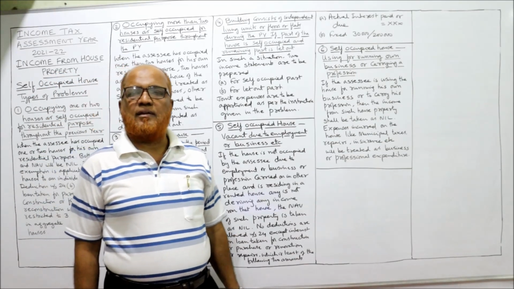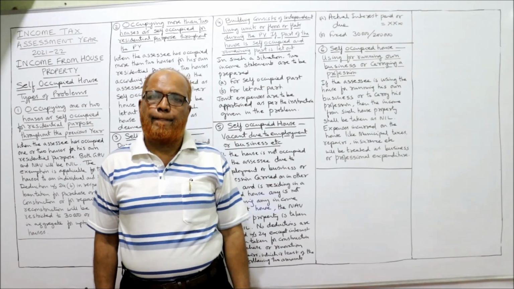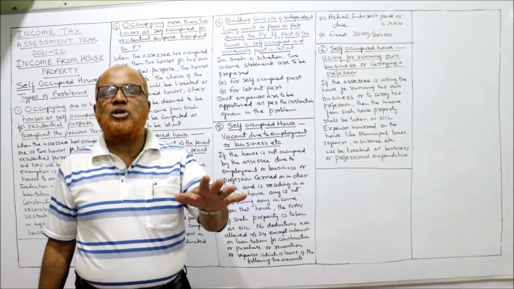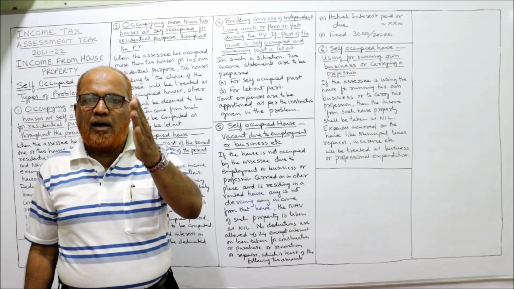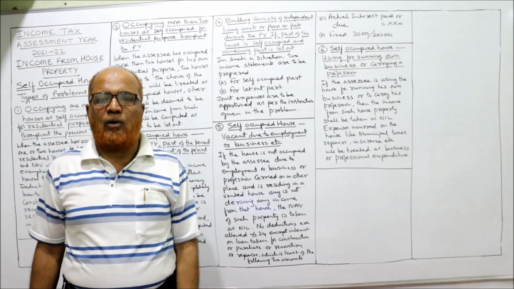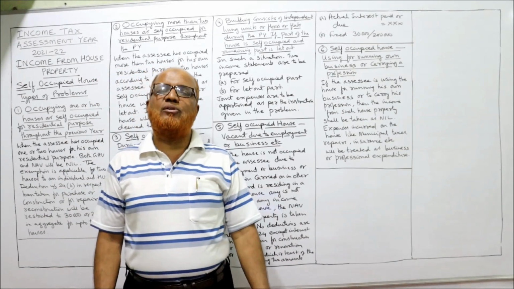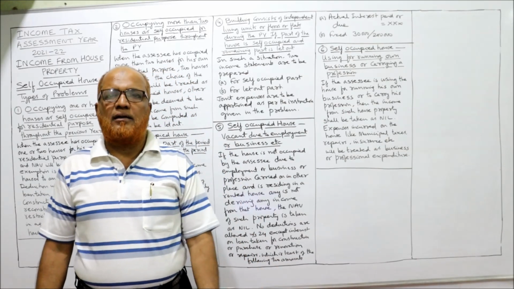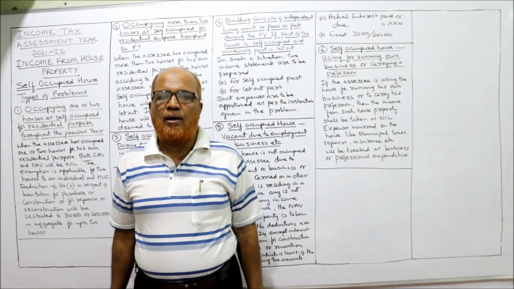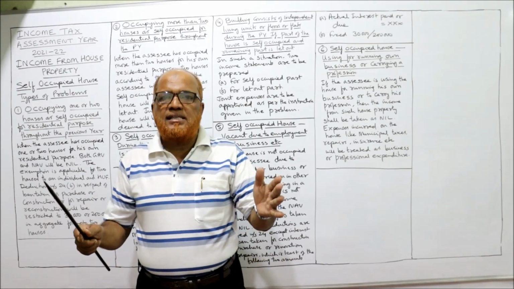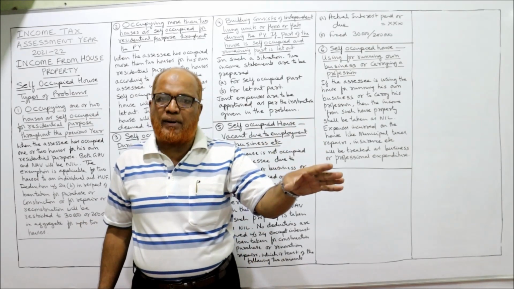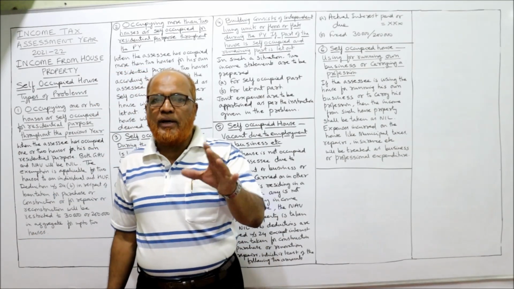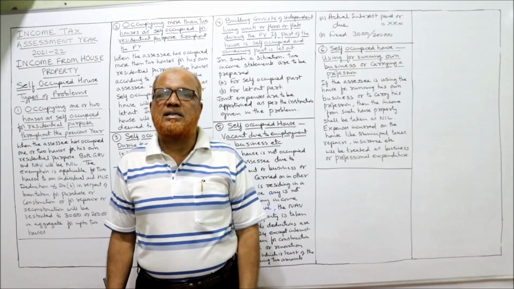Some joint expenses are there, for example, municipal taxes. Municipal taxes for the complete building are paid. Now we have to apportion the municipal taxes between self-occupied and let out. According to the instructions given in the problem, we have to divide municipal taxes. If the problem is silent, then we have to see how much is the area. If equal area is there for the self-occupied unit and the let out unit, then divide it equally. So according to area occupied, we can divide the joint expenses.